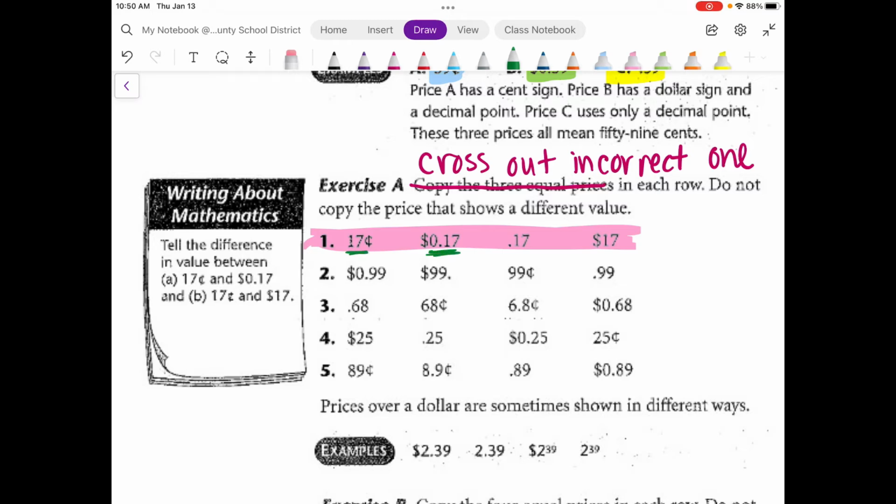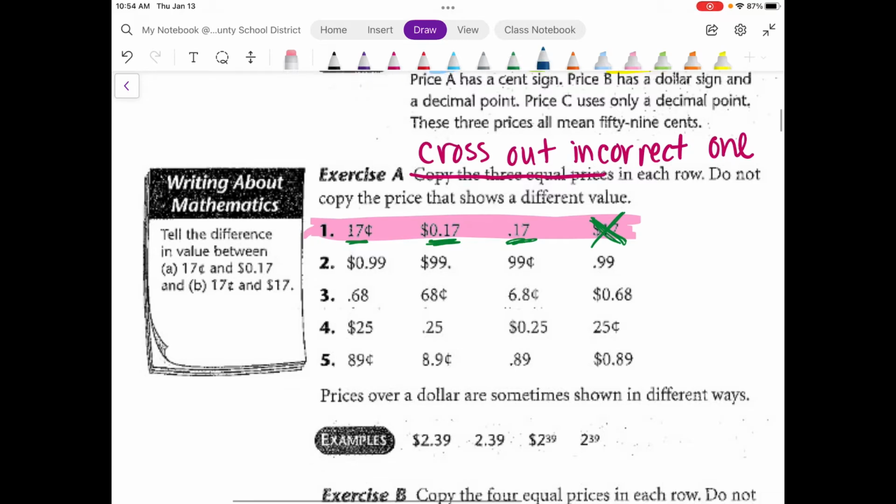This one is 17 cents in dollar form. This one's 0.17. So the only one that's wrong is $17, because $17 is not the same as 17 cents, and that's what the other ones were showing. Okay? So you're going to go through these, cross out the one that does not belong, and then you can go on to the next row.